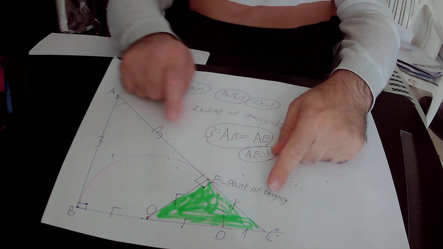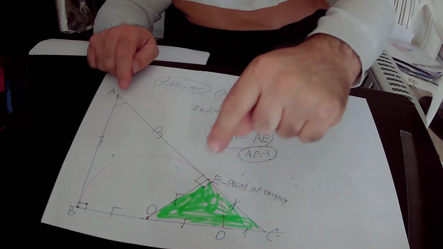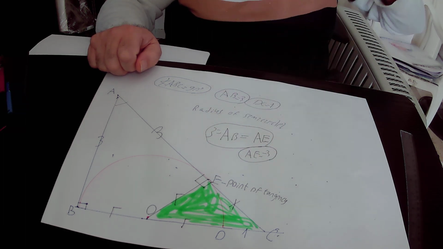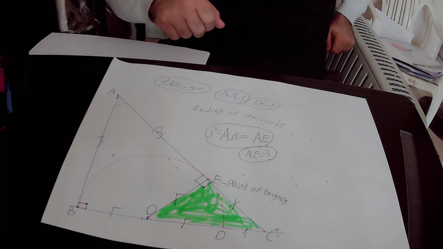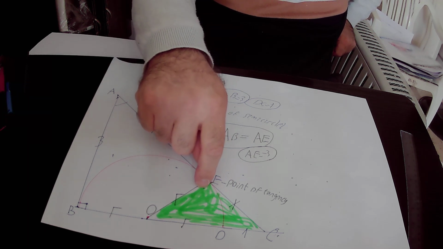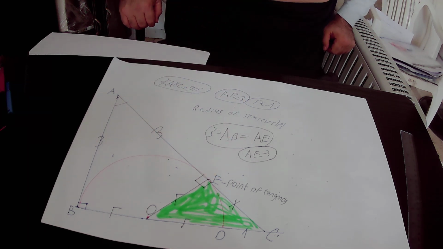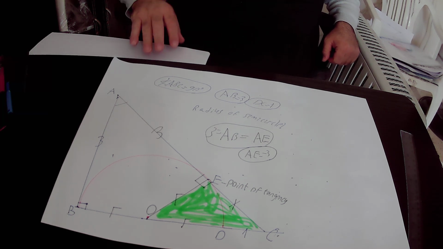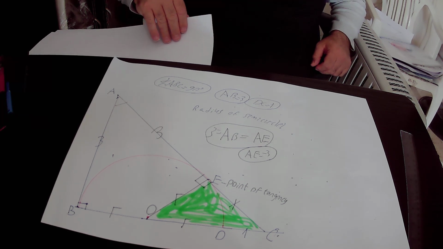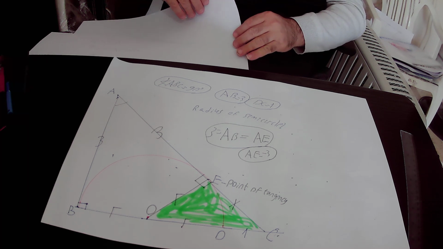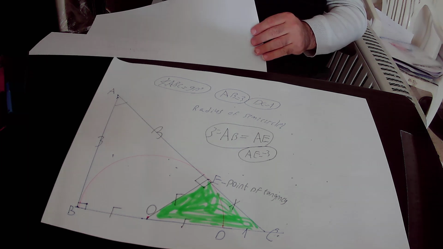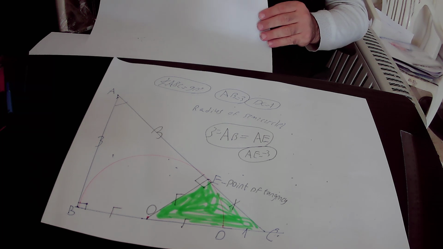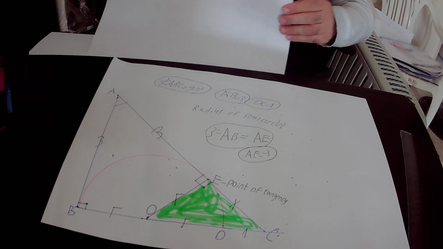Therefore, the tangent AC is perpendicular to this radius. That is to say, this angle equals 90 degrees and this angle also equals 90 degrees. And because this angle OEC equals 90 degrees, the green triangle OEC is a right triangle. So we will focus on the green right triangle OEC. According to the Pythagorean theorem, in the green right triangle OEC, the square of the hypotenuse equals the sum of the squares of the perpendiculars.